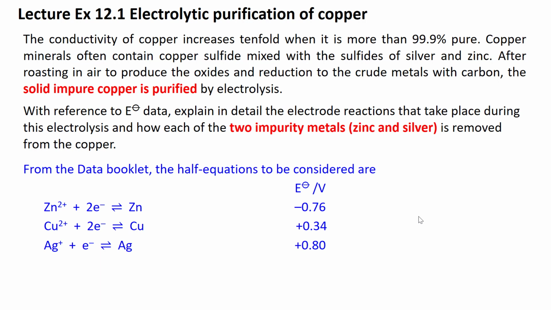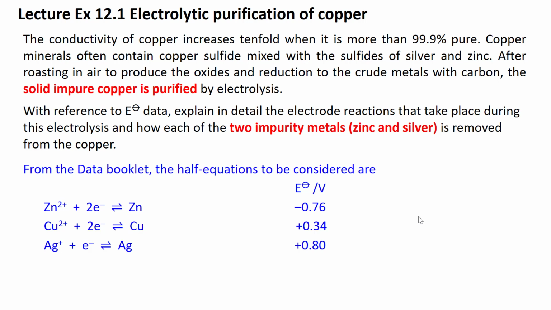Okay, so now we'll go into the data booklet and quote the three reduction potentials. That is for Zn2+/Zn, Cu2+/Cu, and Ag+/Ag. Now take note that for this particular cell, the voltage will be adjusted such that we can oxidize copper to copper 2+, because we want the copper to dissolve so that it can get purified at the cathode. So the voltage will be adjusted such that your copper will be oxidized to copper 2+.